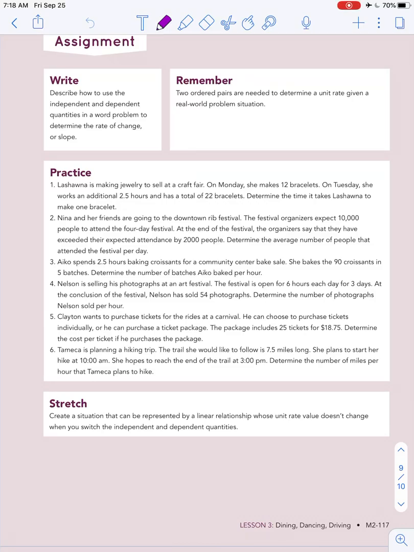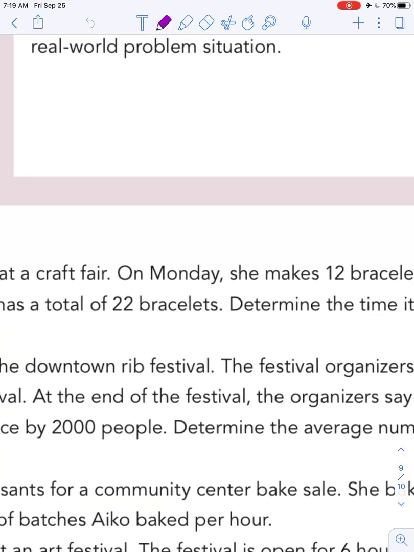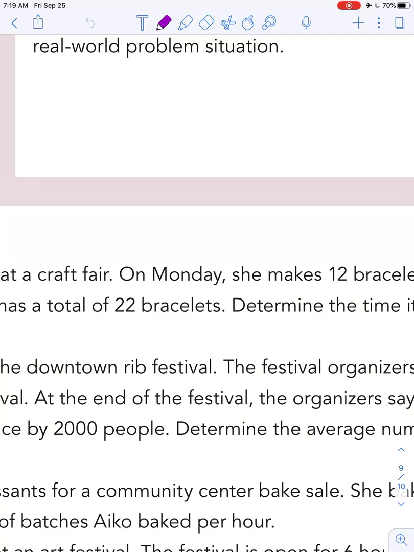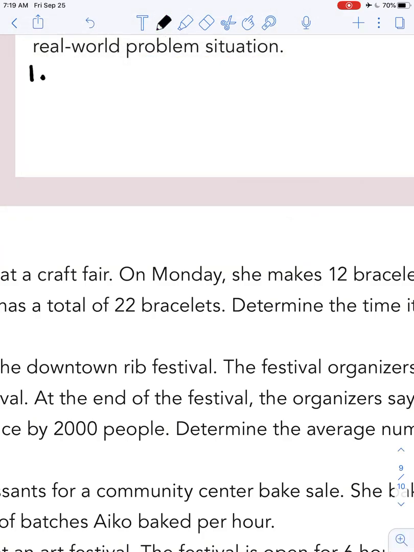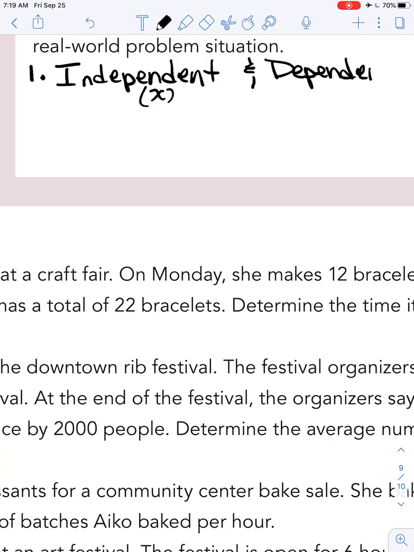Okay, so this is page 117. It is the dining, dancing, driving homework. Now, some of you were having some issues with that. I'm going to come up here, and there were some things that I told you that were super important to know. The very first thing I told you was to figure out what the independent, and remember that's the x, and the dependent quantities are. That's the very first thing that you're supposed to do.